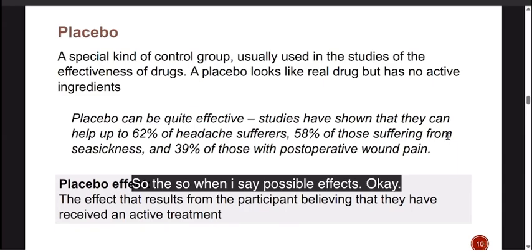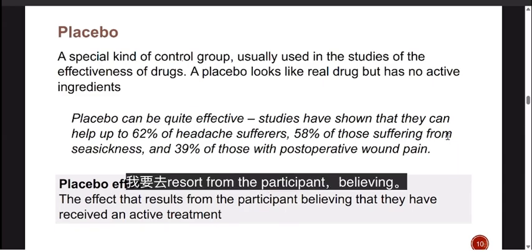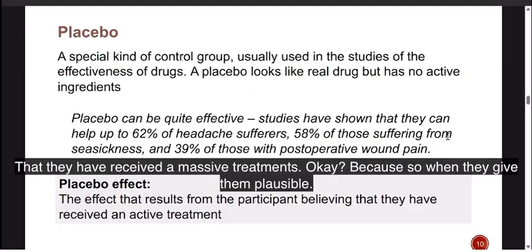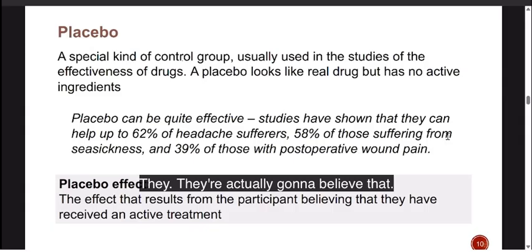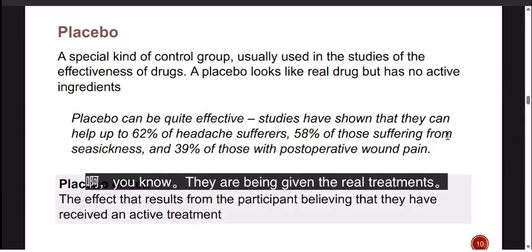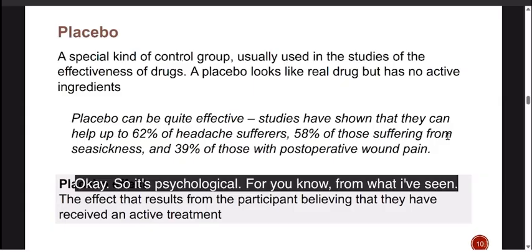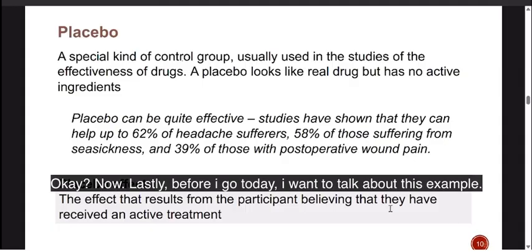So when I say placebo effects, we're actually talking about the effect that results from the participant believing that they have received an active treatment. Because when they give them placebo, they actually believe that they are being given the real treatment. Okay, so it's psychological from what I've seen.